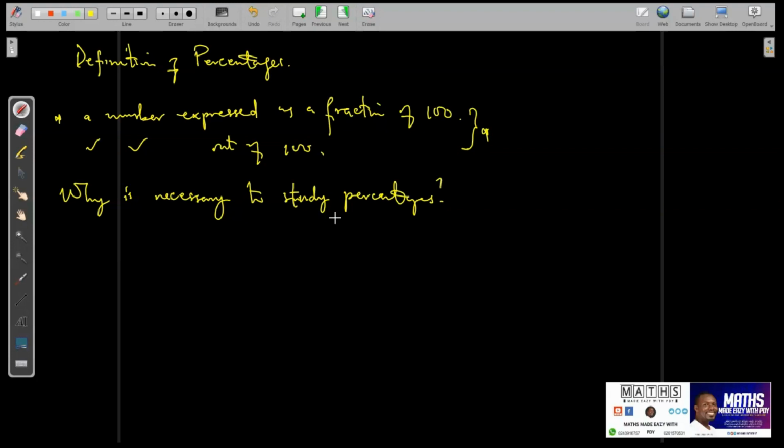Now, when it comes to the business sector, we have discount and commission. We have simple interest. We have compound interest. We have hire purchase. These are some of the things we'll be talking about when it comes to applications of percentages. So, for your information, the study we are going to have is not for WASSCE. It is purely for life.